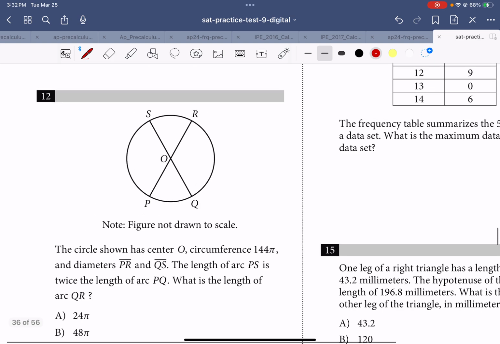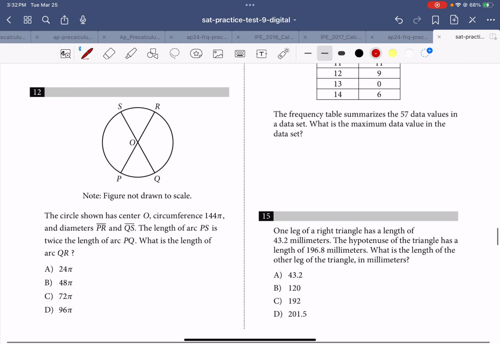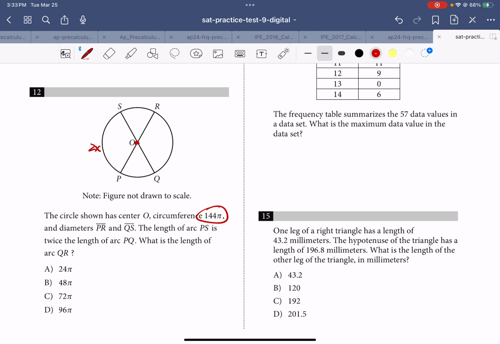Okay, move on. Number 12. The circle shown has center O, circumference of 144 pi. Okay, and diameters PR and QS. So that means O is the center. The length of arc PS is twice the length of arc PQ. So this one is like 2x and this one x. Now, what is the length of arc QR? So yeah, QR is also the same as that one. As long as this angle is the same, the arc must be the same too.